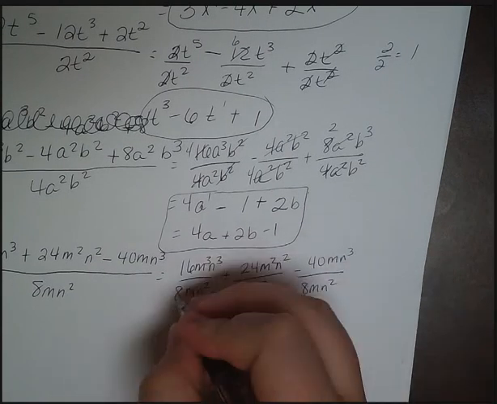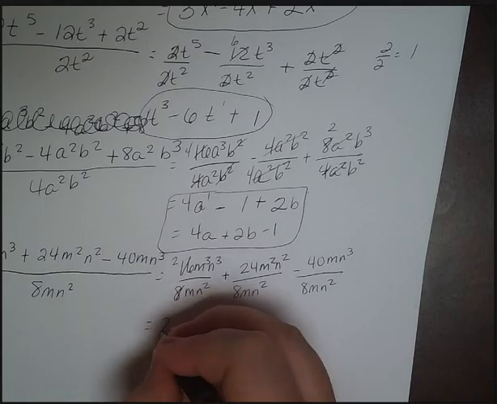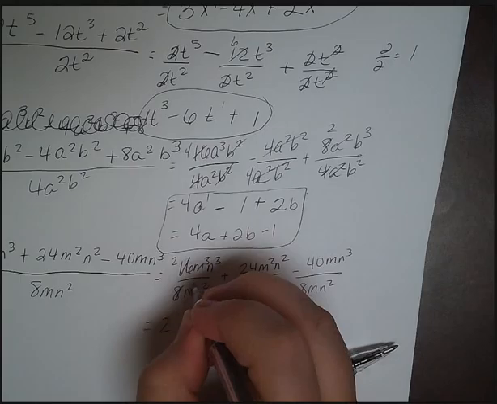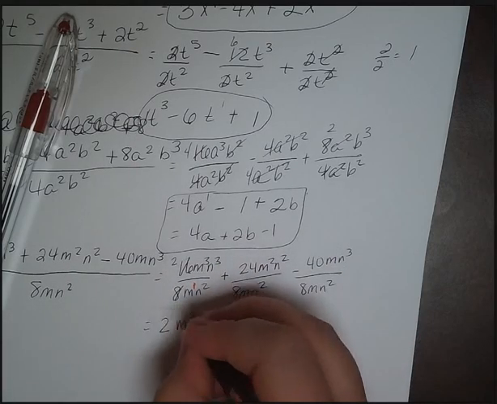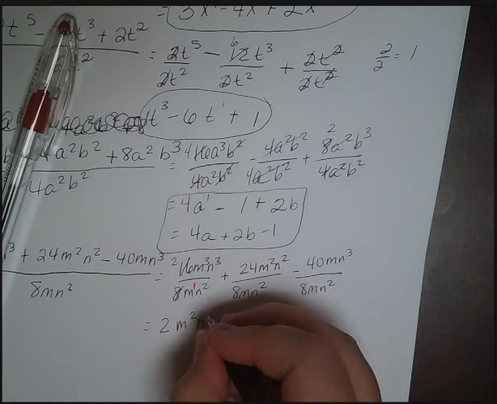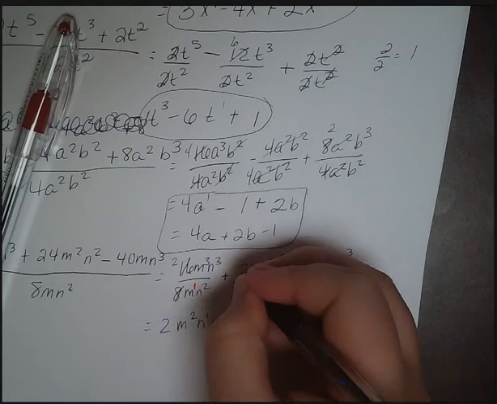So 8 goes into 16 2 times. You've got an m to the third over an m to the 1. So 3 minus 1 is 2, so that gives you an m squared. N to the 3 divided by n squared is n or n to the first. Either one works. 8 goes into 24 3 times.